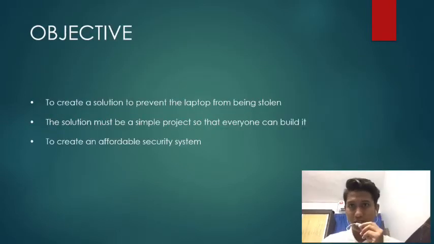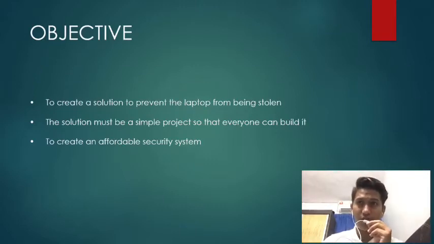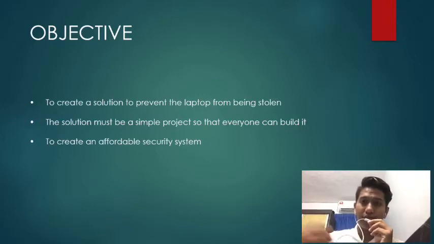The objective of this project is to create a solution to prevent the laptop from being stolen. The solution must be a simple project so that everyone can build it. And lastly, to create an affordable security system. This is the most important thing, as we only have a budget of 100 ringgit to create this project.